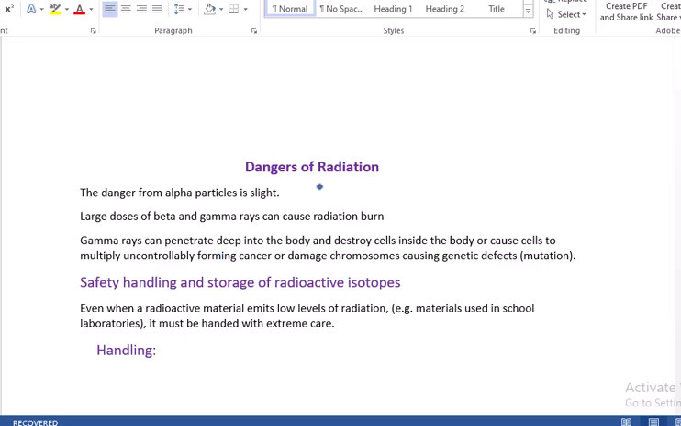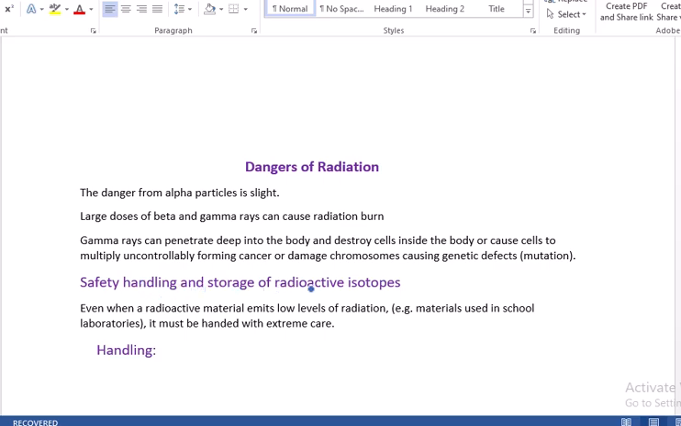Then the dangers of radiation. The danger from alpha particles is slight. Large doses of beta and gamma can cause radiation burn. Gamma, electromagnetic spectrum. Gamma causes cancer. Yes, gamma causes cancer.